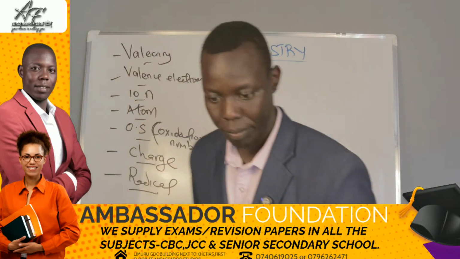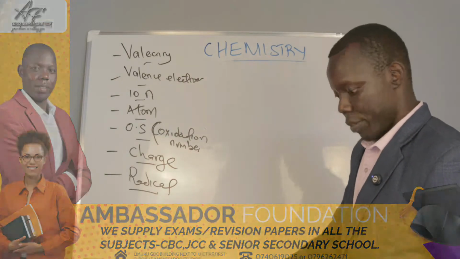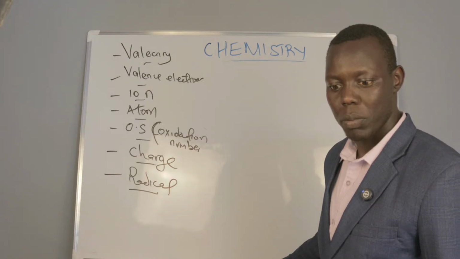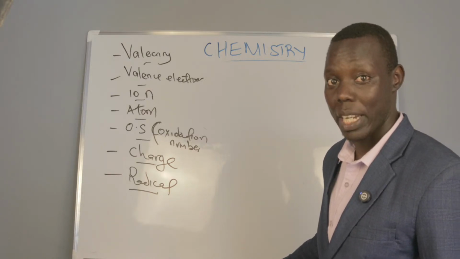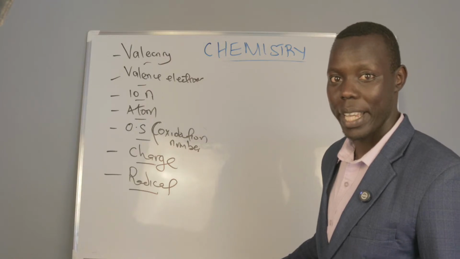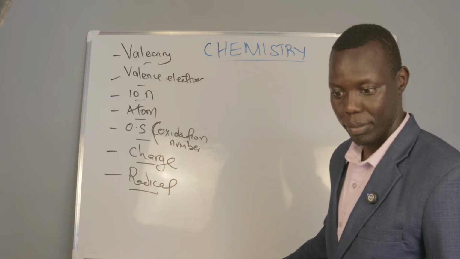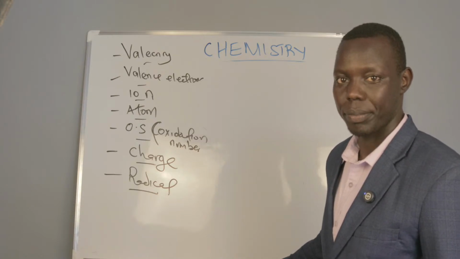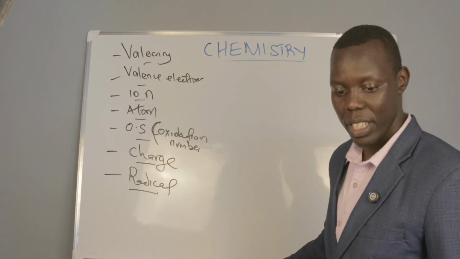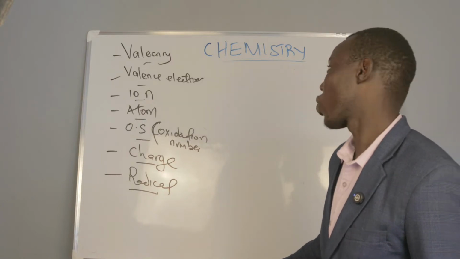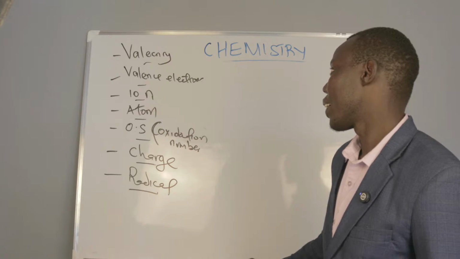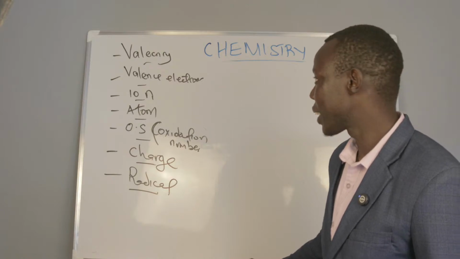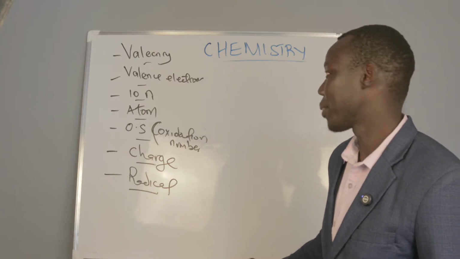Let's define this. You know, if an element is not stable, if an atom, not the element, if an atom is not stable, it will either gain or lose electrons. So the number of electrons lost or the number of electrons gained for it to be stable is called the valency. The other definition of a valency is the combining power of an element.